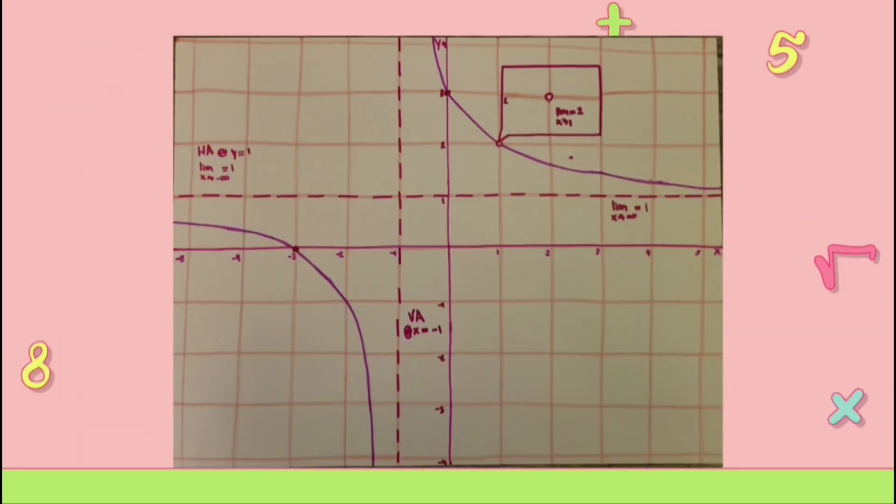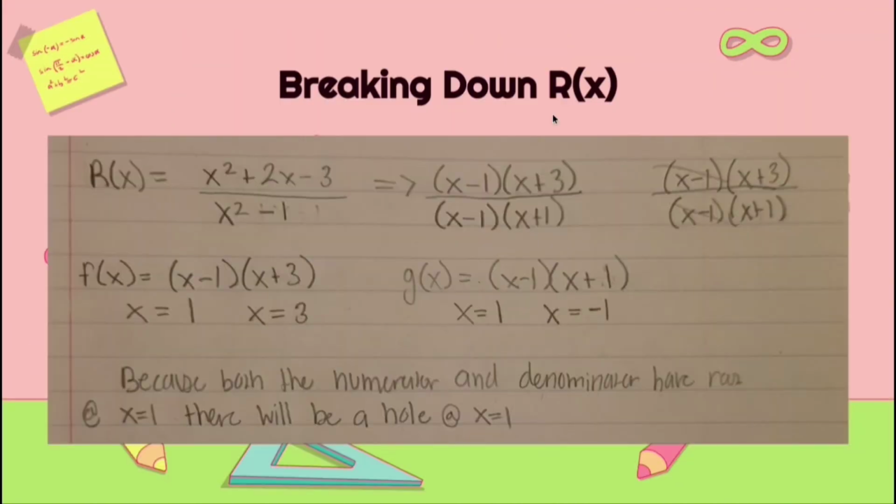Right here is the graph of our function. As you can see, it is a rational function with a vertical asymptote and a horizontal asymptote, and it includes one discontinuity, which is a hole. We will get into this a little later. First, we're going to break down r of x.